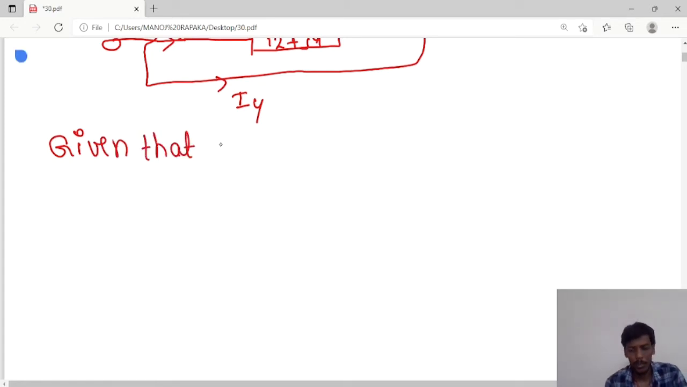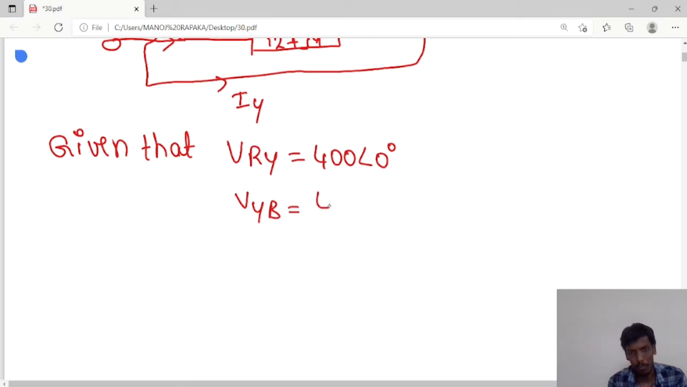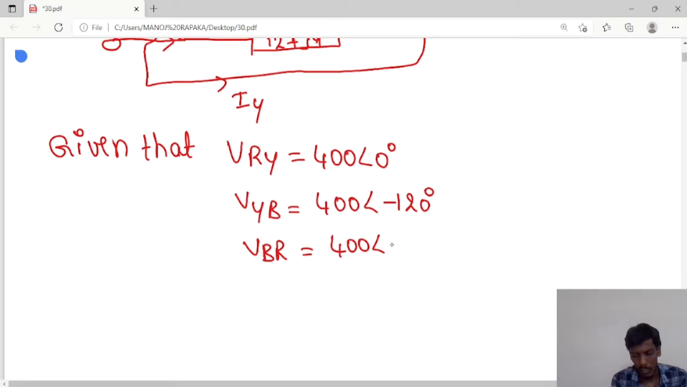The voltage is 400 volts. As you know, in three phase the voltages are separated by 120 degrees. So VRY equals 400 volts at an angle of 0, VYB equals 400 at an angle of minus 120 degrees, and VBR equals 400 at an angle of plus 120 degrees. These are the three phase voltages VRY, VYB and VBR.